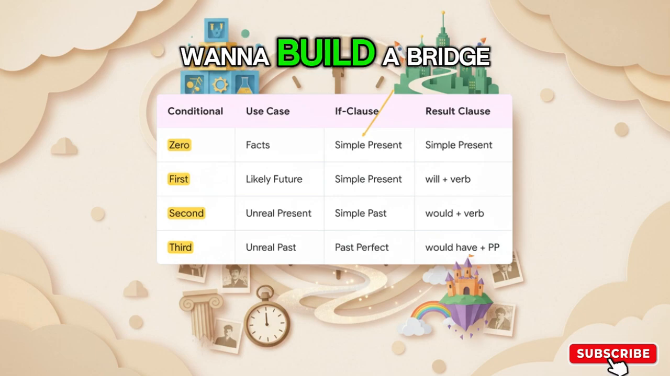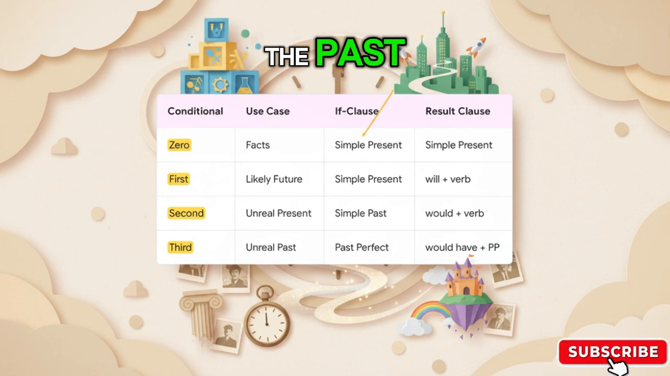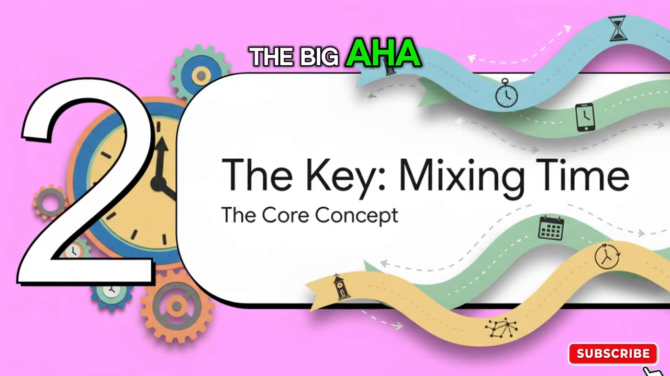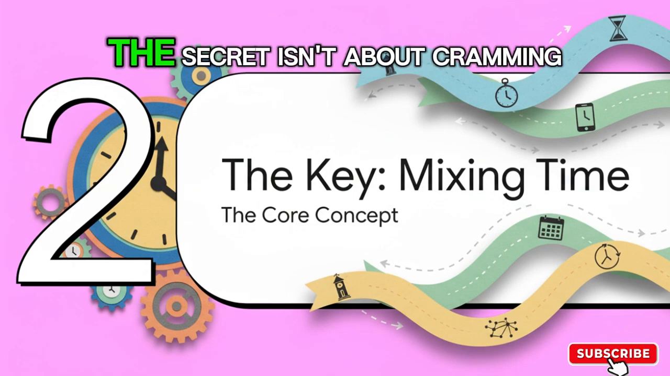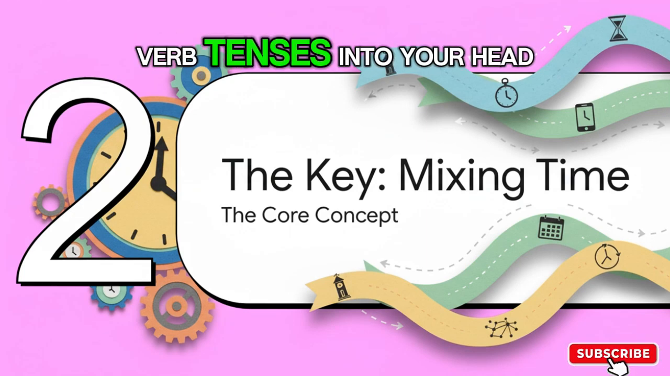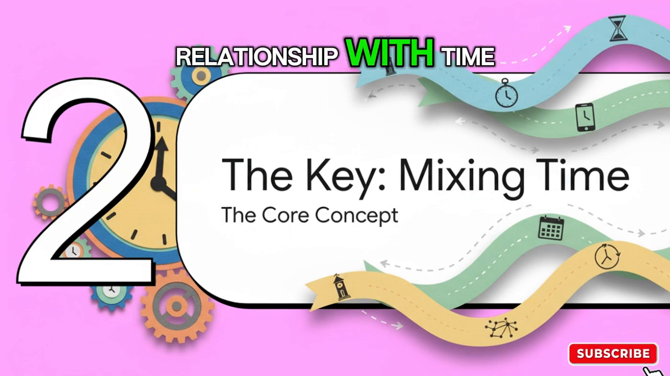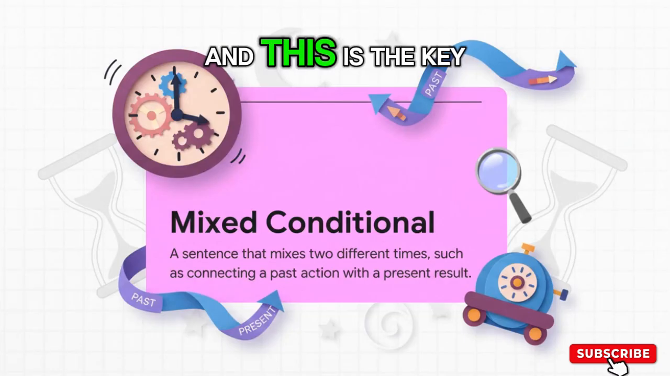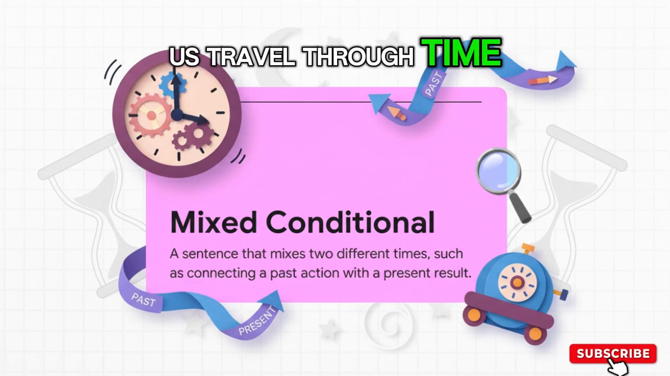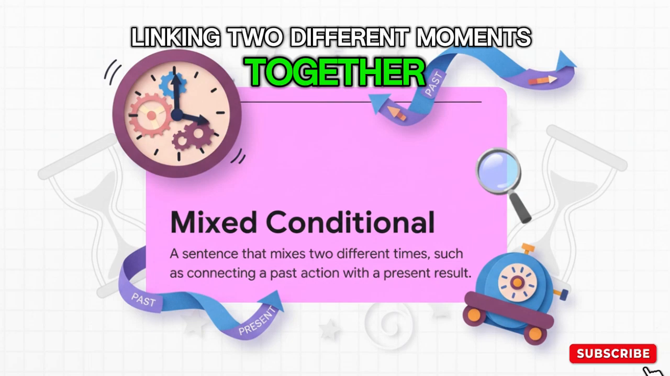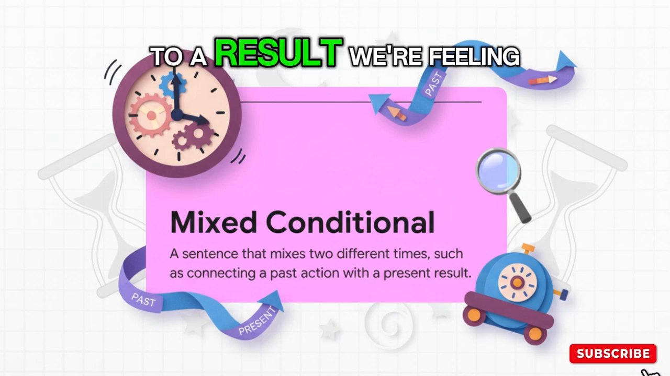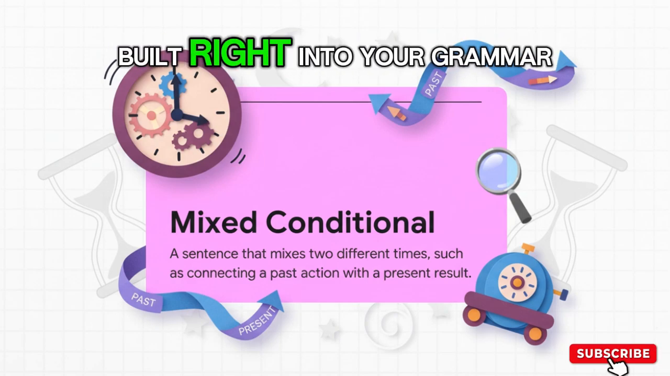But what happens when we want to build a bridge? What if we want to connect the past directly to the present? And that brings us to the big aha moment of this whole thing. See, the secret isn't about cramming a bunch of complicated verb tenses into your head. Nope, it's all about understanding our relationship with time. And this is the key to the whole kingdom. A mixed conditional is a sentence that lets us travel through time, linking two different moments together. It can connect something that happened in the past to a result we're feeling right now. It's basically a time machine built right into your grammar.